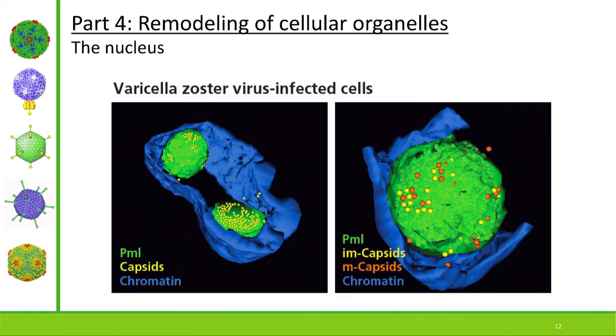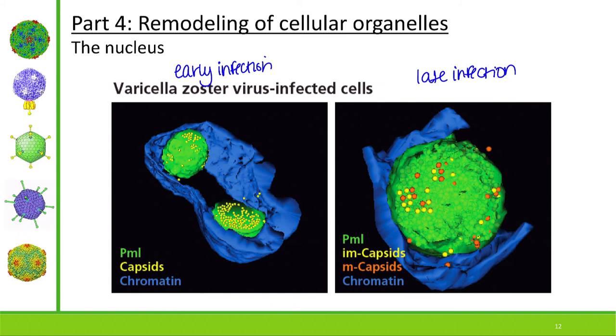And the second one that we're going to look at is varicella zoster, which is a herpes virus. So same virus, two different diseases. So the virus that causes chickenpox and shingles. So on the left, again, we have early infection. And on the right, we have late infection. So here we're looking at a tomogram, so a 3D image of what's going on. So let's go ahead and kind of walk through what's happening.